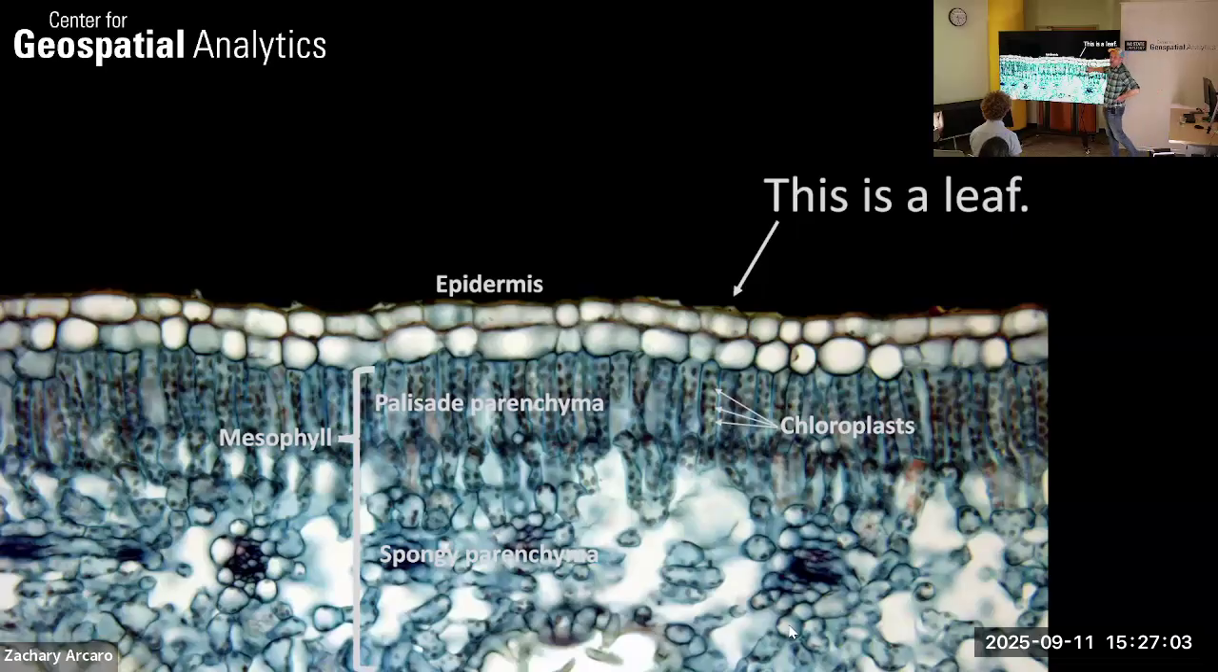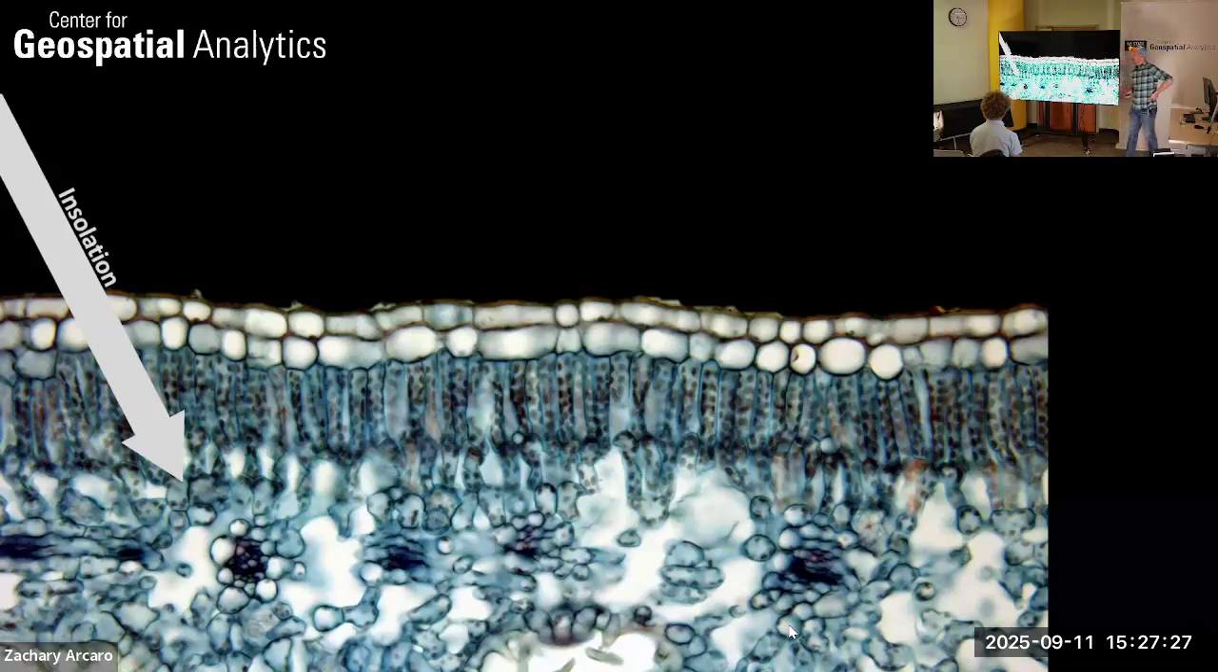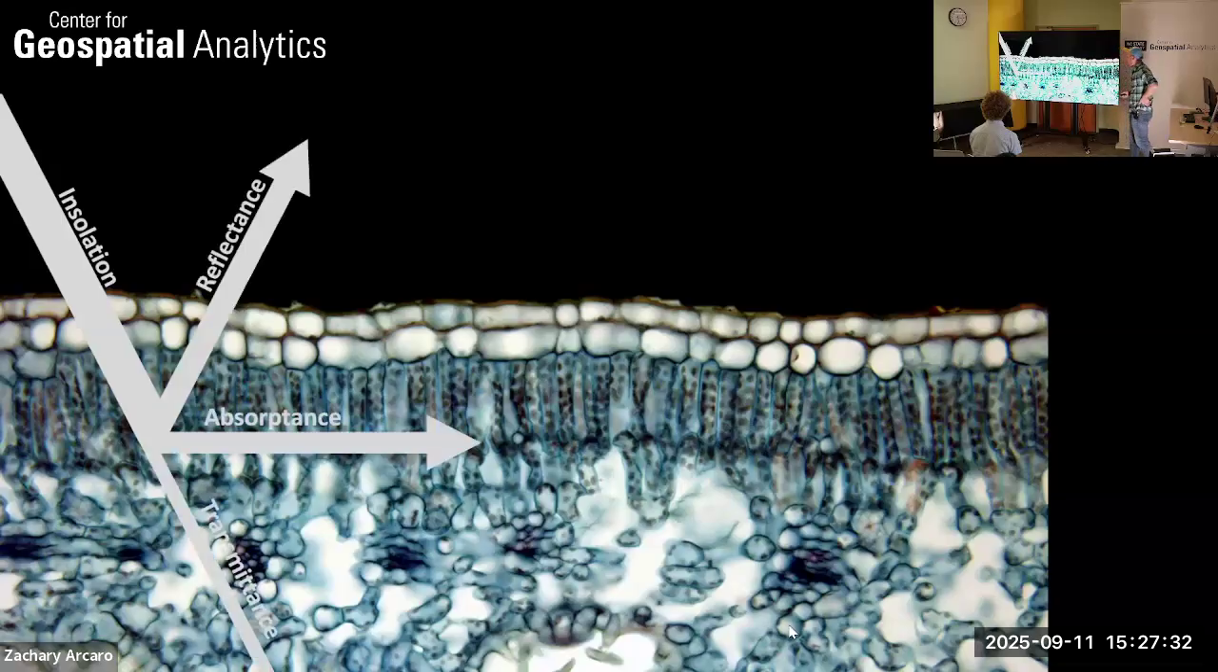So this is a very close-up image of a cross-section of a leaf. We've got our epidermis, the outer layer, and then we've got all of the mesophyll cells in the middle, each of which have these chloroplasts. So I'm just going to very quickly talk about how leaves interact with radiation, which is the basis for us being able to remotely sense photosynthesis and transpiration in the first place. So we have sunlight, incoming solar radiation coming in. A few things can happen with that. Some of it gets reflected, some of it gets absorbed, and some of it gets transmitted through the leaf.